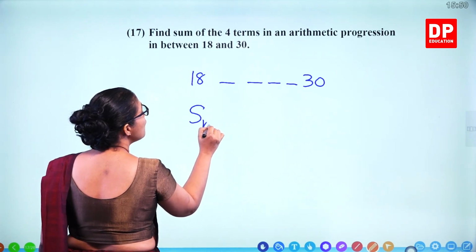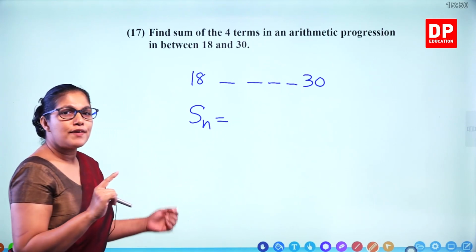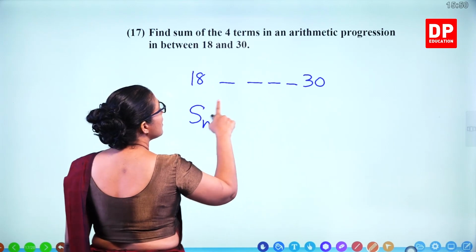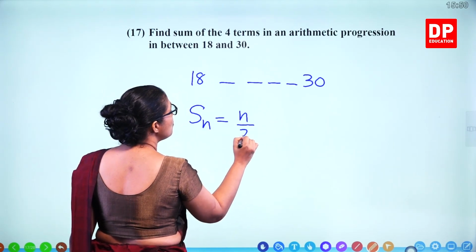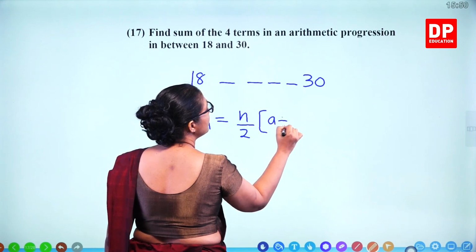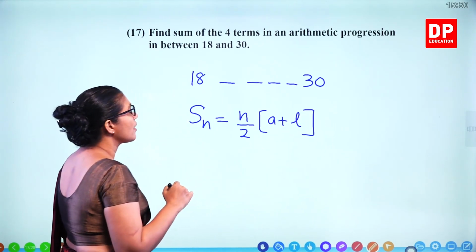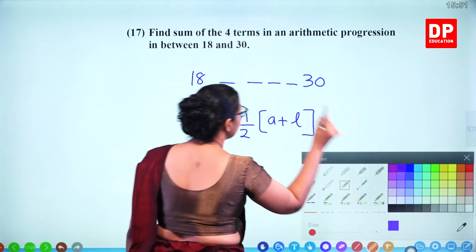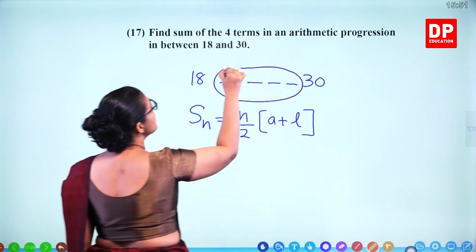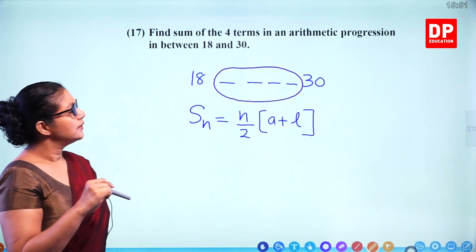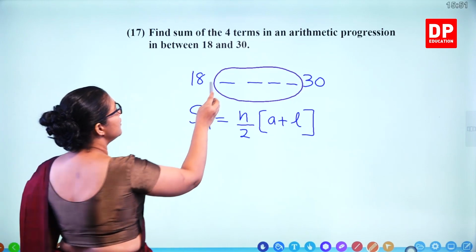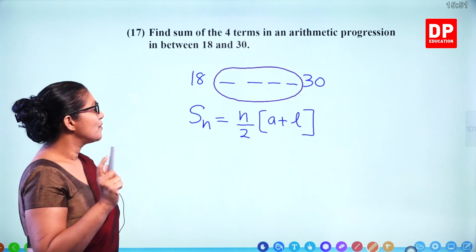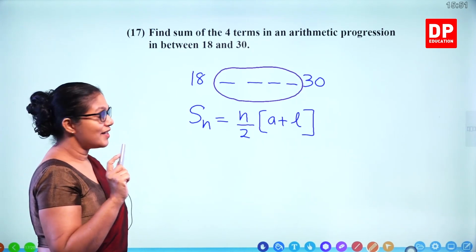So what's the formula? If you know the first term and the last term, we know that n over 2 times (a plus L) is the formula, first term and the last term. But we need to find out the sum of these 4 terms. So do we know the first term and the last term for that? We can use this method. Can you remember?